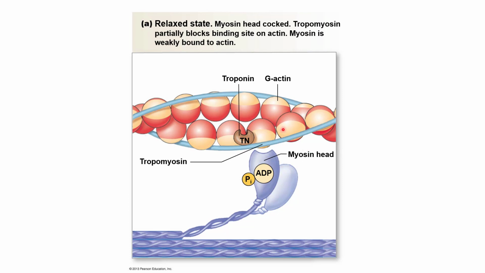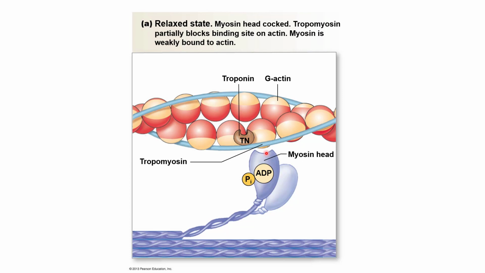On actin, we have those two additional accessory proteins, troponin and tropomyosin. These are going to be important in the relaxed state because tropomyosin is going to block the active site of myosin.